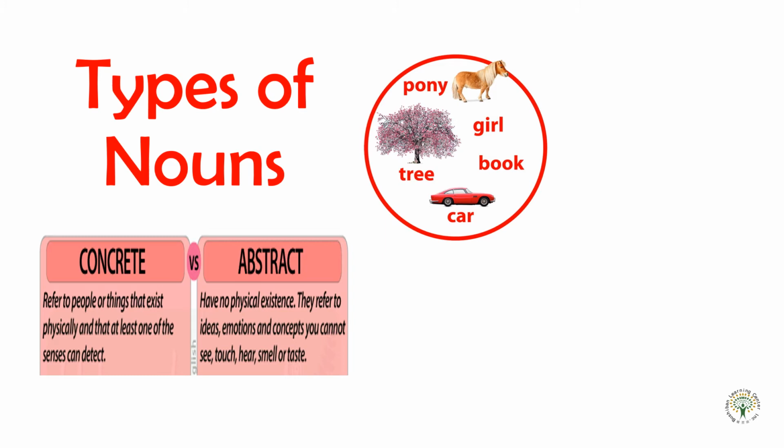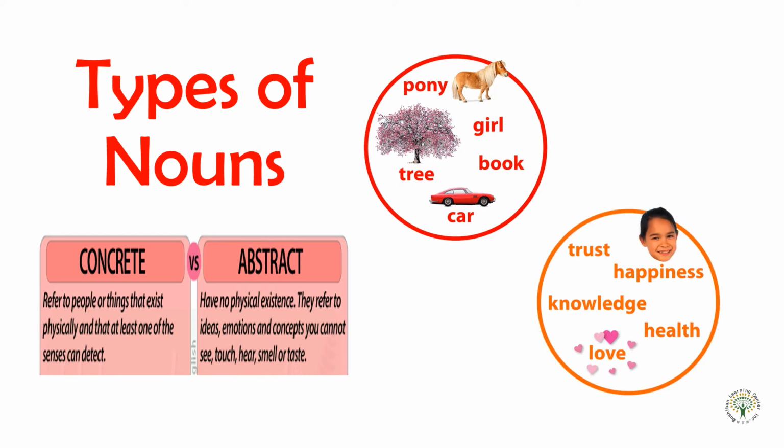Contrary to abstract nouns, which we cannot see, touch, hear, or smell, because they have no physical existence. Trust, happiness, knowledge, health, and love, these are ideas, emotions, and concepts. These are examples of abstract nouns.